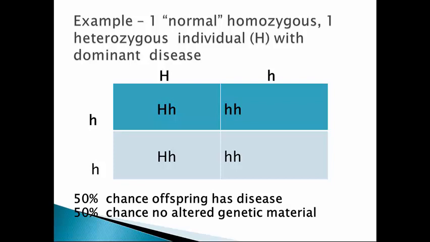So let's look at a normal homozygote, which means both genes are the same, and one heterozygote individual with a dominant disease. As you can see, you just cross them, H to H. This H goes with this H. Small h, big H, and two small h's here. So as a result, there's a 50% chance that their offspring would have the disease. There's also a 50% chance that there is no altered genetic material.